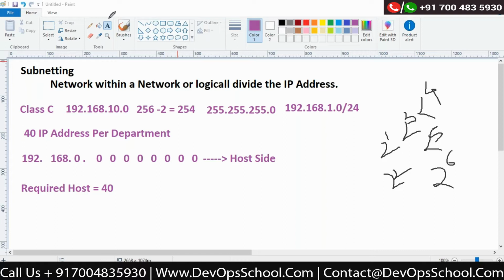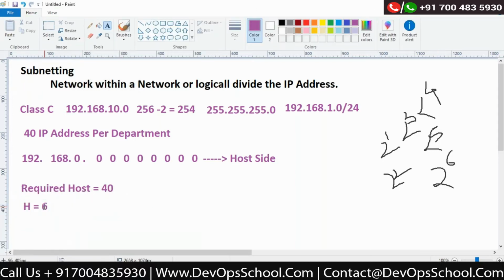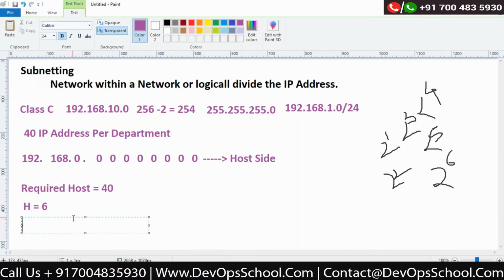That means if I change my host, H is equal to 6 bits. If I take only 6 bits out of these 8 bits, I'm able to serve my purpose. So H would be the number of bits which is required for your host, correct? Okay, so I come to know what the host is.